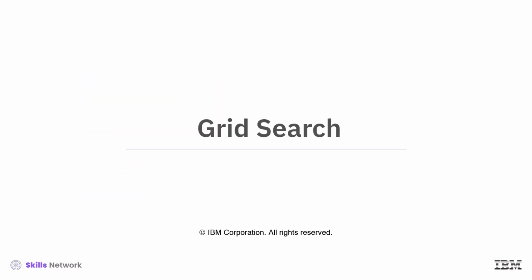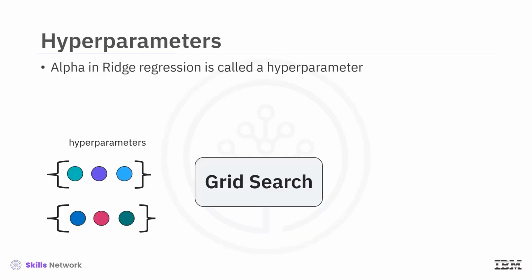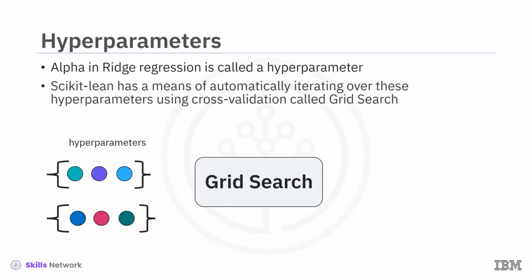Grid search allows us to scan through multiple free parameters with few lines of code. Parameters like the alpha term discussed in the previous video are not part of the fitting or training process. These values are called hyperparameters. Scikit-learn has a means of automatically iterating over these hyperparameters using cross-validation. This method is called grid search. Grid search takes the model or objects you would like to train and different values of the hyperparameters. It then calculates the mean square error, or R-squared, for various hyperparameter values, allowing you to choose the best values.